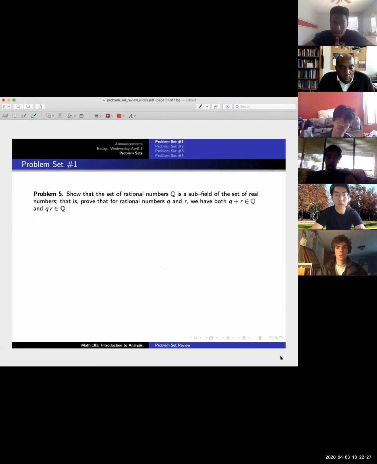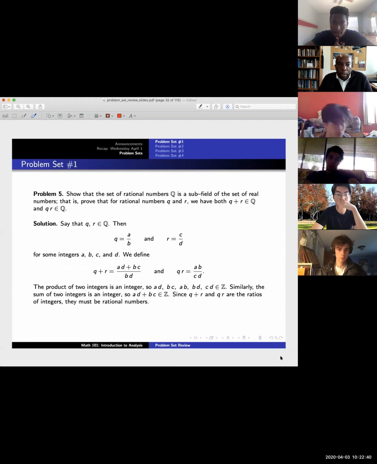Problem 5 was supposed to show that the sum of 2 rational numbers is rational and the product of 2 rational numbers is rational. We didn't quite do this in class, but I know with several of you, I did this during office hours. So I just have a sketch of the proof here. The idea is that you just say let Q and R be the ratio of two integers, then the sum is the ratio of two integers, the product is the ratio of two integers. So there's really not a whole lot to show here. It's just a matter of being careful with the definitions.